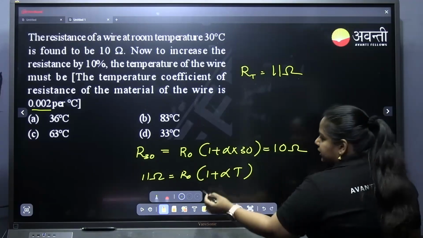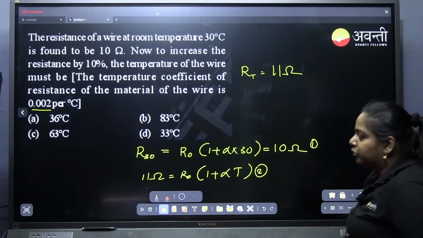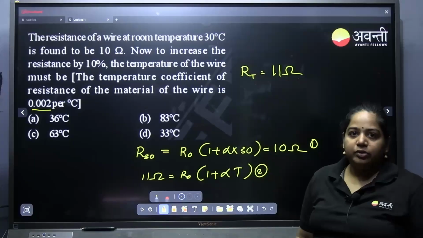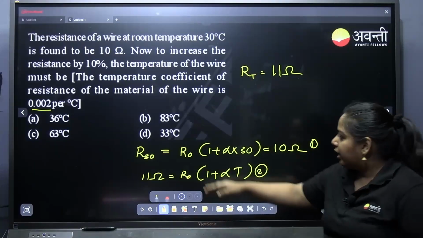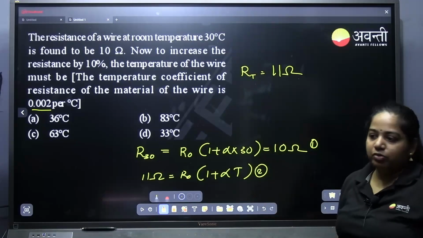So we have two equations here. This is equation 1, equation 2. Two unknowns, R naught and T. You can find, right? Two equations, two unknowns. If you divide with each other, R naught will get cancelled. Then you can solve for T.